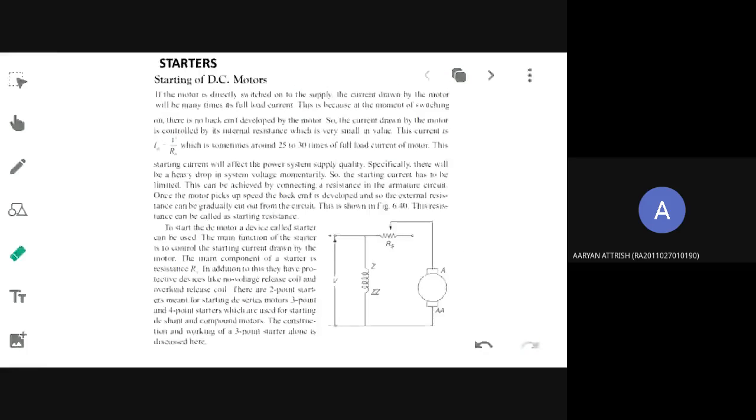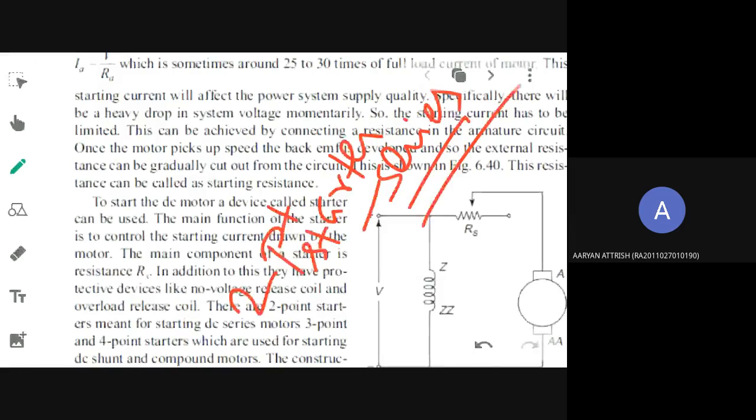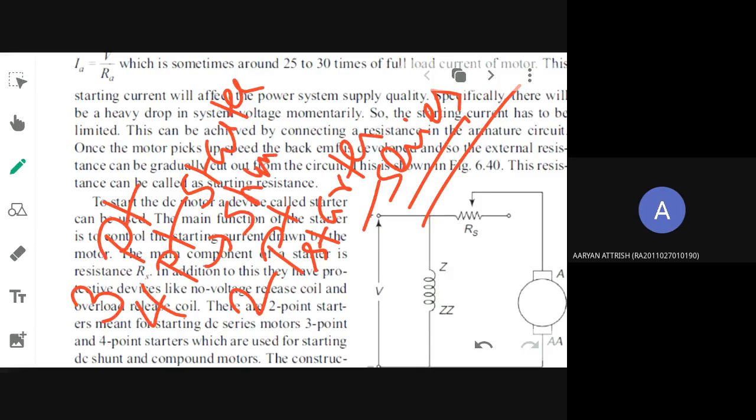Okay, there are three types of starter actually. One is your 2-point starter, that is used for series motor, and you are having 3-point starter, 4-point starter, and these can be used for shunt and compound. Okay, so this might be asked in your MCQ. So there are three types of starters actually. What are the three types of starter? 2-point, 3-point, 4-point.